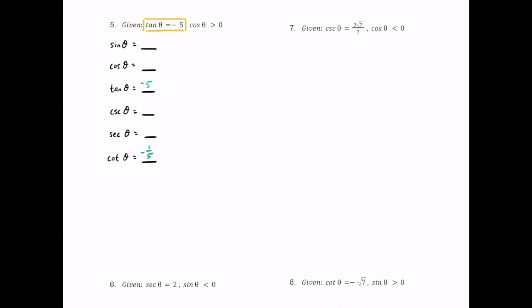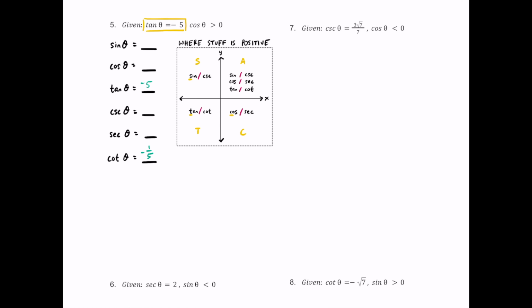And now let's go ahead and see where stuff is positive. Now, tangent of theta is equal to -5, so that's a negative ratio. Tangent would be positive over here in quadrant 1 and in quadrant 3, but since it's negative for the ratio, we know it can't be there, right? So theta can't be in quadrant 1, and theta also can't be in quadrant 3. It must be in 2 or 4.